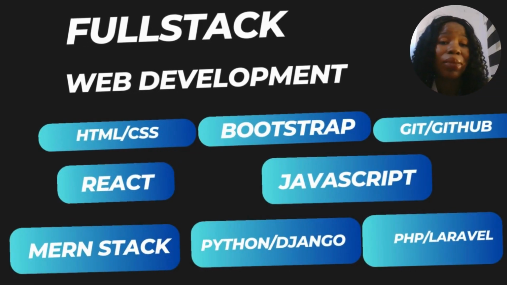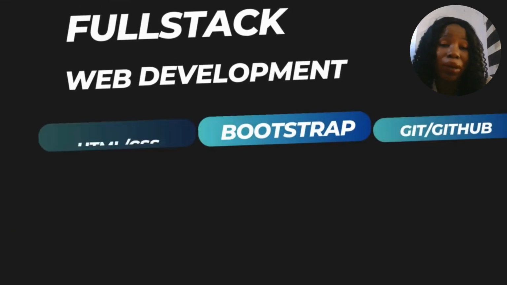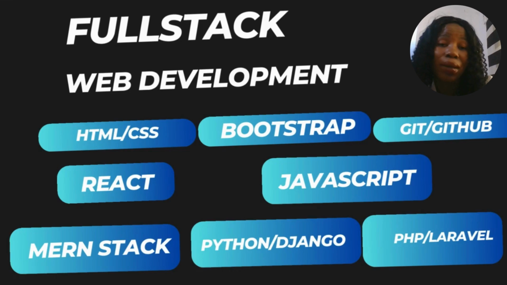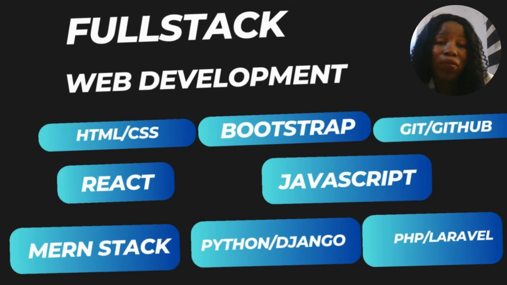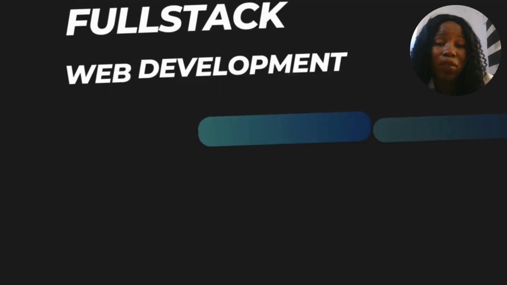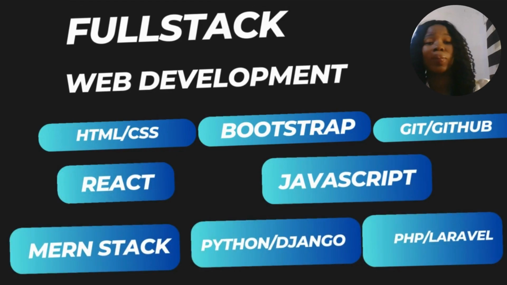Full-stack web development basically consists of the combination of front-end web development and back-end web development. If you choose front-end web development, you can choose any back-end stack to combine with it. You can go for the MERN stack, or you can take Python with Django, or PHP with Laravel, or Node.js, or Java. So when you're going for full stack, it's a combination of the front end and back end.